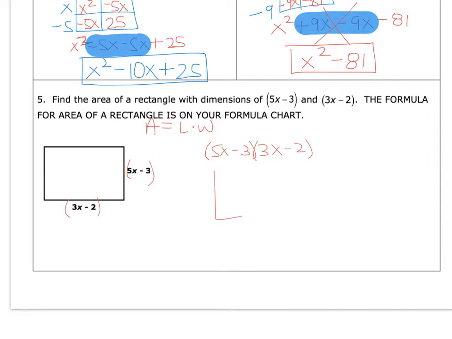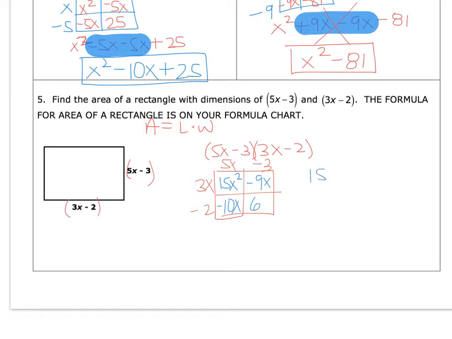All right, so here is my box. I've got a 5x up top and a negative 3. A 3x over here with a negative 2, and now I just get to multiply. All right, 5x times 3x is 15x squared. Negative 3 times 3x is negative 9x. 5x times negative 2 will be a negative 10x. And finally there in the last box, we're multiplying negative times negative, getting a positive 6.